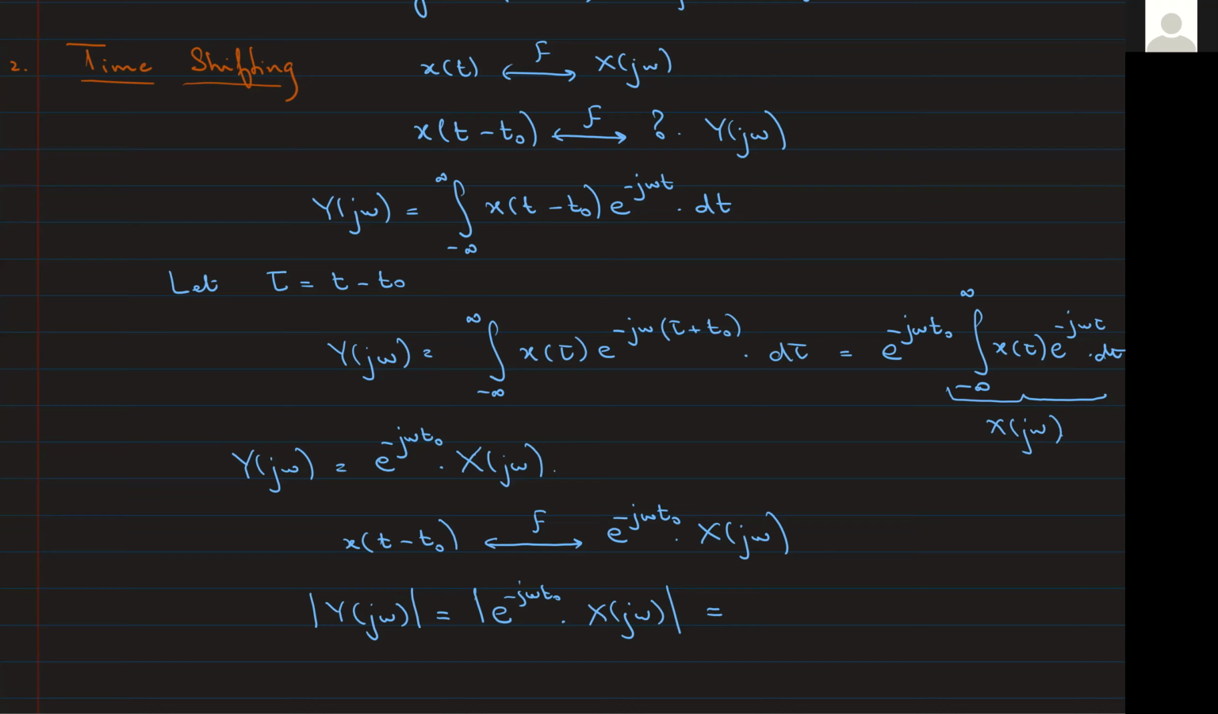Yes, when multiplied with X of j omega. So this is equal to the magnitude of e raised to power minus j omega t naught times the magnitude of X of j omega. And I know that the magnitude of e raised to power j omega t naught is equal to 1. That's just cosine theta plus j sine theta, and the magnitude of that is 1. So the magnitude remains unchanged.